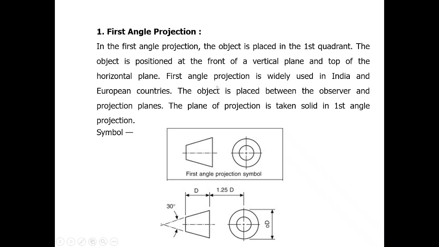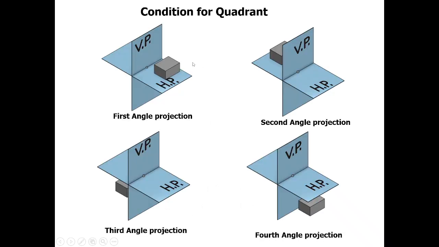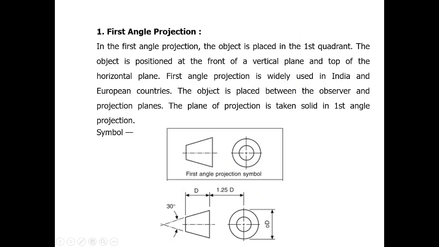The first angle projection is widely used in India and European countries. The object is placed between the observer and the projection plane. And the plane of projection is taken as opaque in the first angle projection. You can see here, this is the object. It is in front of the vertical plane and above the horizontal plane, and the observer is looking from this direction.